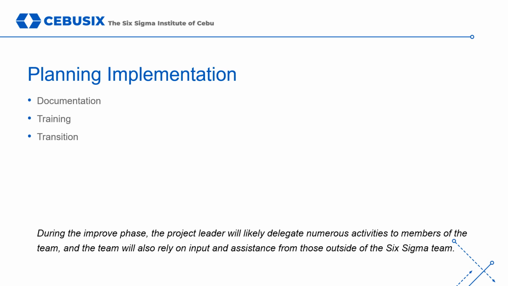During the active part of the improve phase, the project leader will likely delegate numerous activities to members of the team, and the team will also rely on input and assistance from those who are outside of the Six Sigma team. In this section, we are going to discuss the planning of an improvement implementation. We will cover important parts of the planning process, like the documentation and the eventual transition of the improved process back to the process owner.